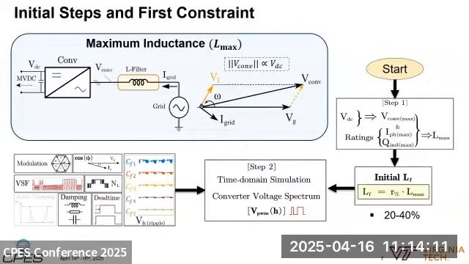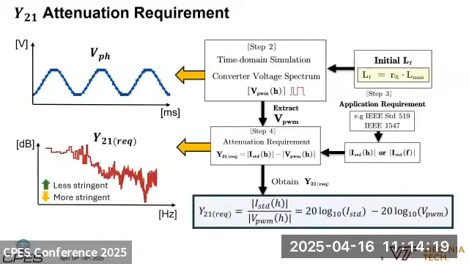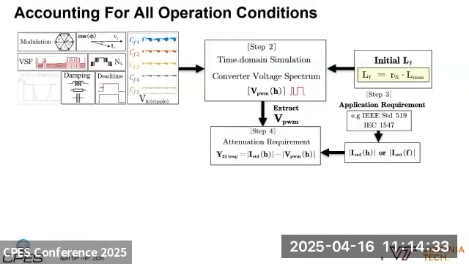Then you develop a time domain simulation where you can extract the phase voltage, and with that you can calculate, based on your requirement, what will be your current requirement and what will be your attenuation requirement, as you can see in red. It's usually more stringent when it moves downwards. Okay, but you can do that one time at a specific operation condition.